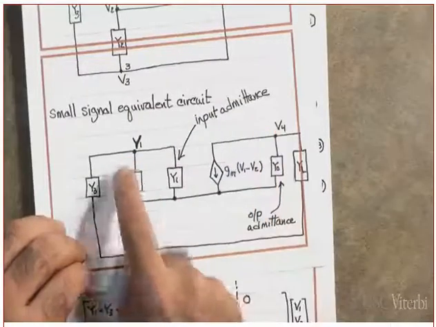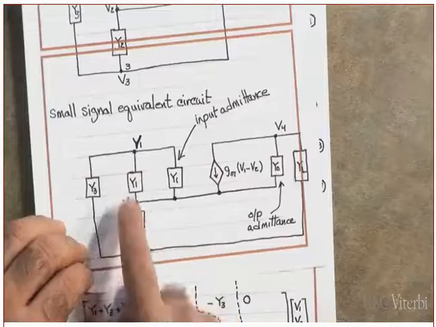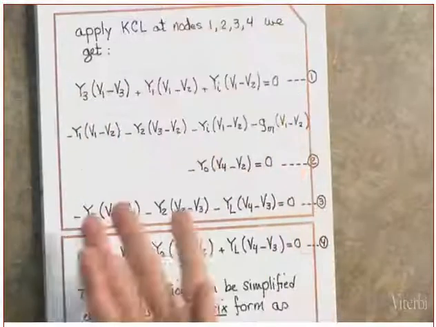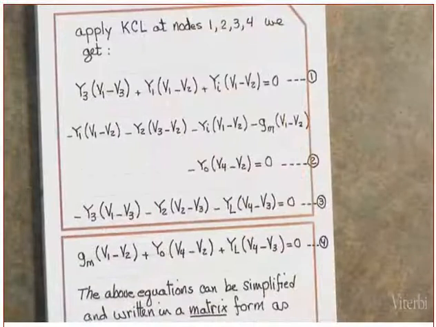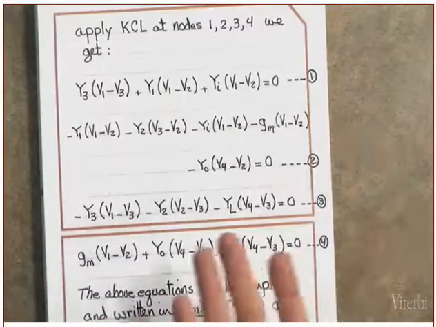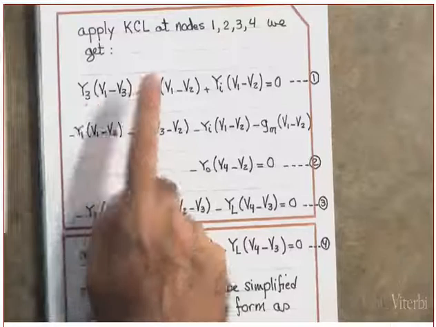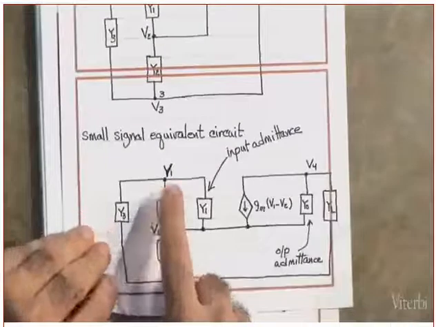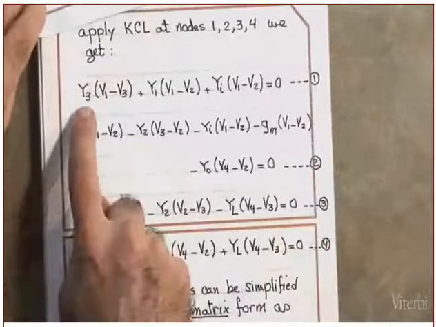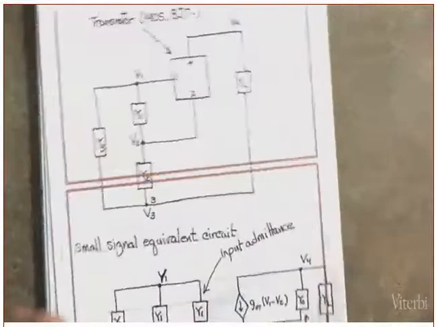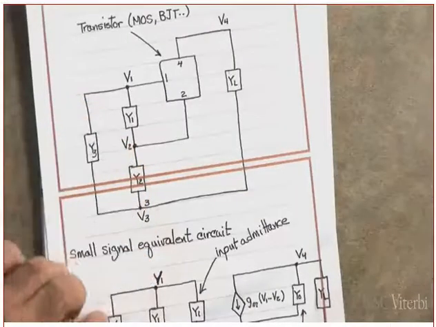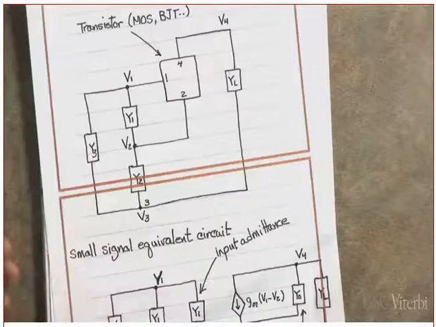Are you following me or not? I apply Kirchhoff's current laws at points 1, 2, 3, and 4. I'm going to only show you one of them. I'm not going to go over all of this. That's what I did in my office, sitting there alone. Let's see if you can help me with this. So I'm looking at point 1. What is the current here? I have Y3 times V1 minus V3. V1 minus V3 gives me the current here. Yes or no?